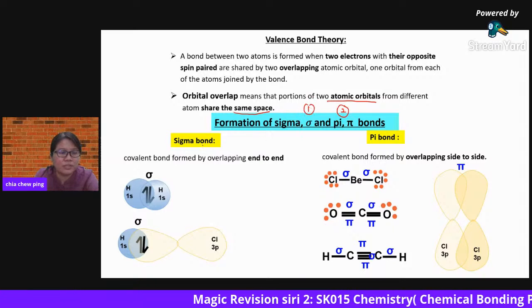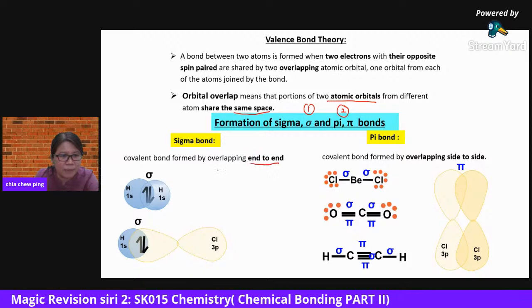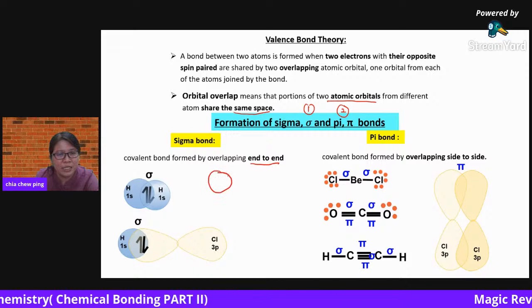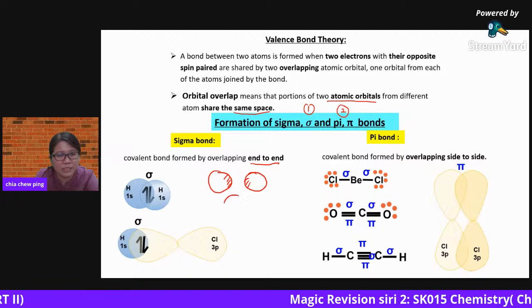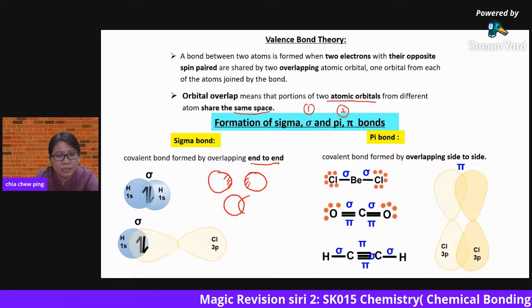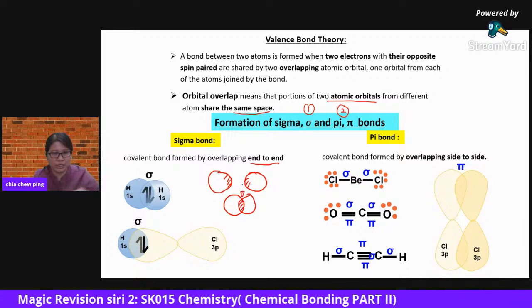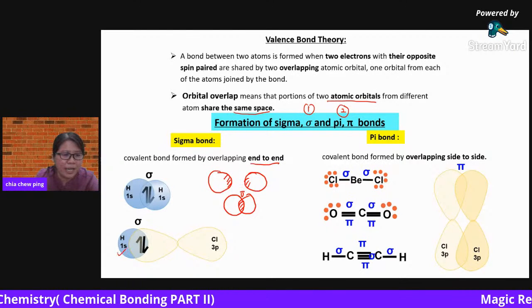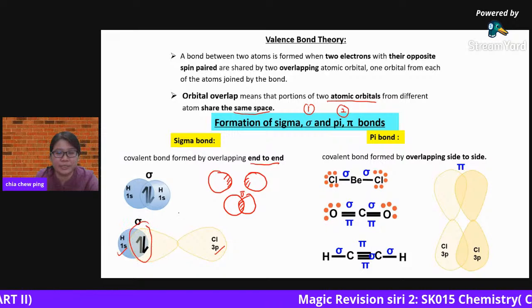Okay, a sigma bond is a covalent bond formed by overlapping end to end. Let's say, for example, 1s from hydrogen and 1s from hydrogen. This one we call end to end. So they will share the space end to end. The way they share is end to end, so we call it a sigma bond. In this example, an s and a p orbital share end to end, so we call it a sigma bond.